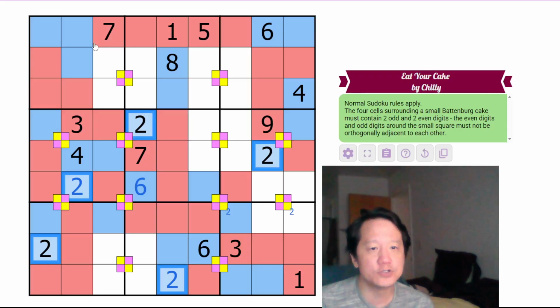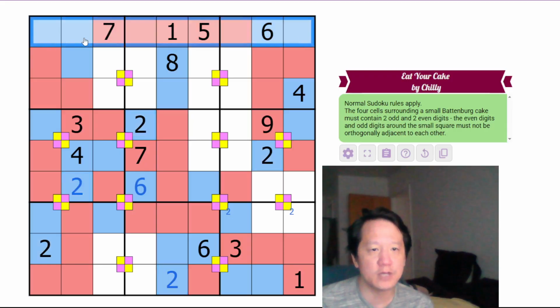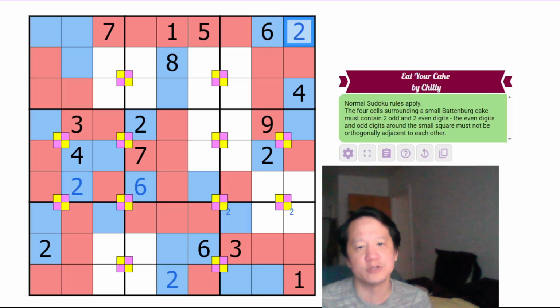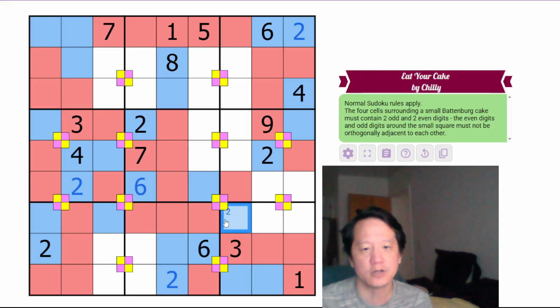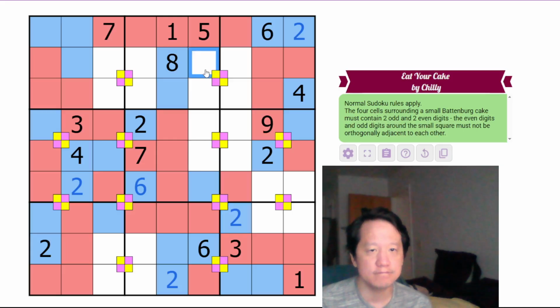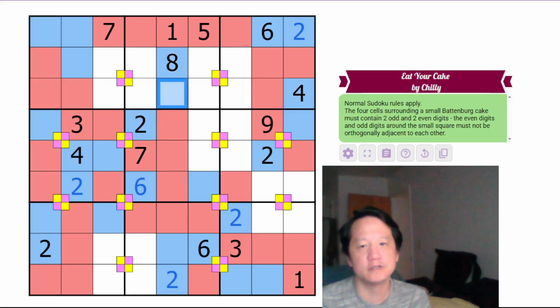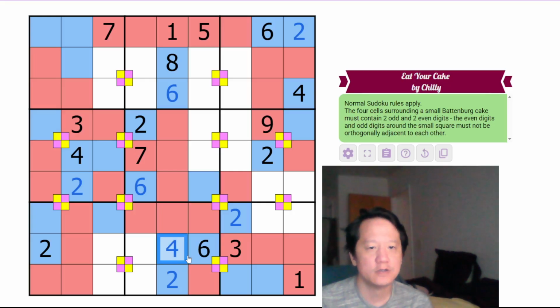Where is 2 in row 1? Can't be here because of 2 in the column, and this is 6, so this has to be 2 here, which means this can't be 2 here. Where is 2 in row 7? It has to be here. This can't be 2, 4, or 8, so that's 6, which means this can't be 6, that's 4. That can't be 2, 6, or 8, so that must be 4.